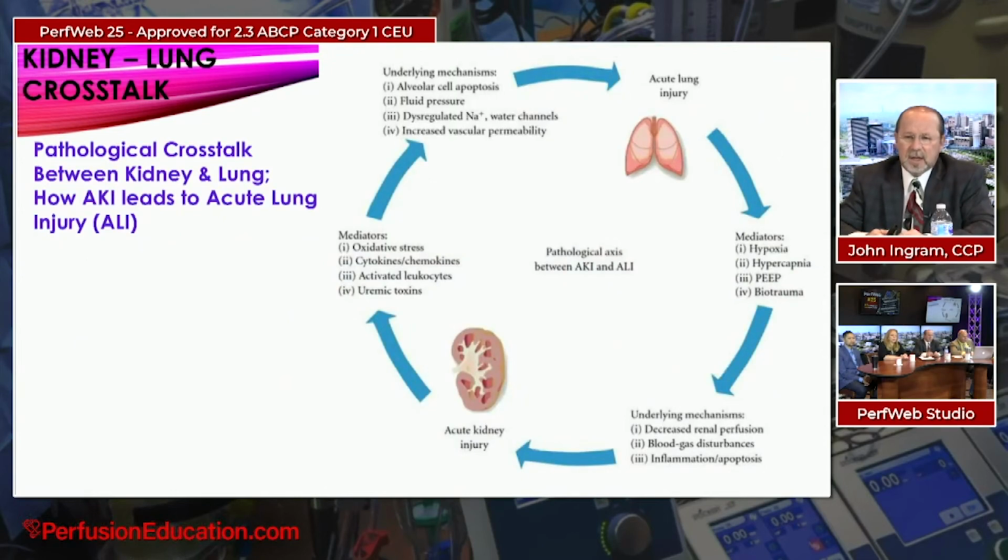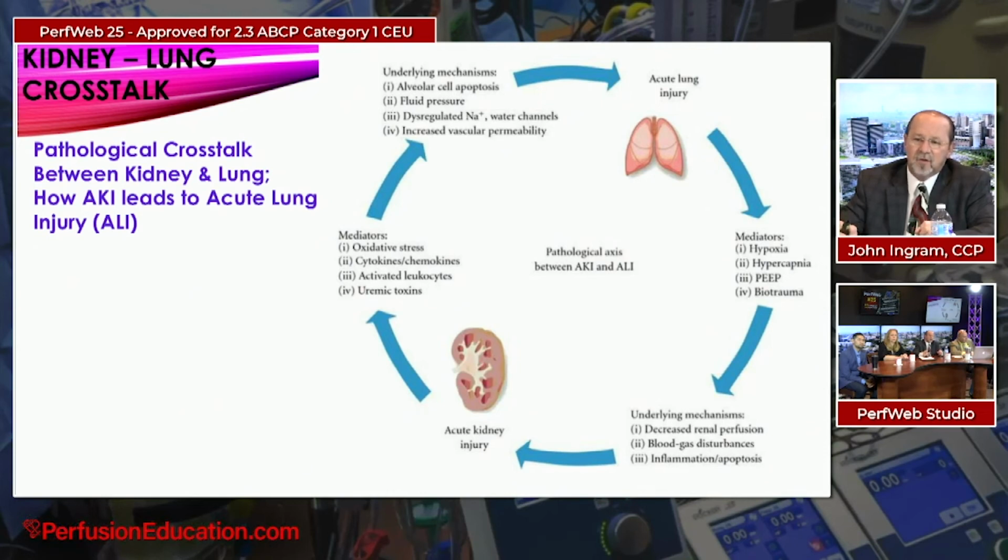So it's a pathological crosstalk between the kidney and the lung, and how AKI leads to ALI, acute lung injury. So if you look there in the lower, like, what is that, 7 o'clock on the clock there, acute kidney injury starts, and it releases oxidative stress, cytokines, chemokines, activated leukocytes, and uremic toxins, right? So then it goes up, and those things affect the lung.